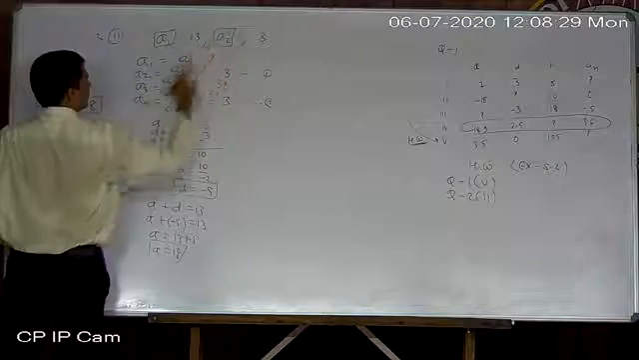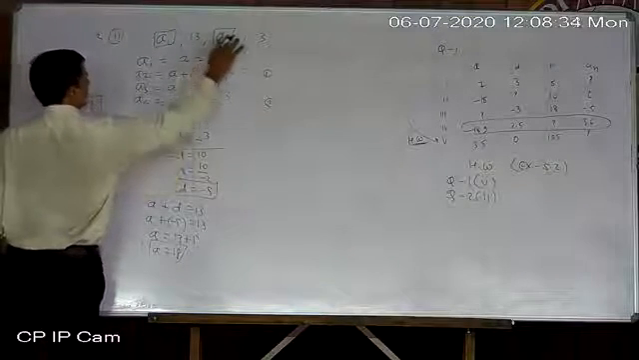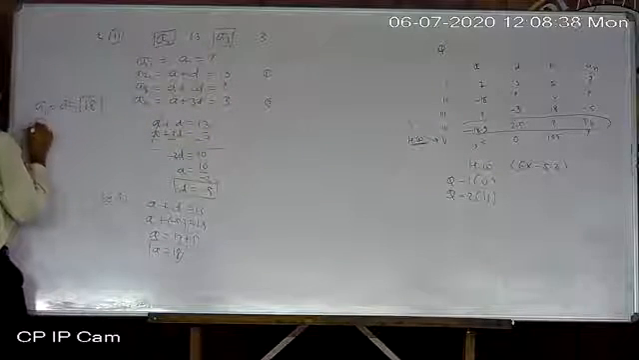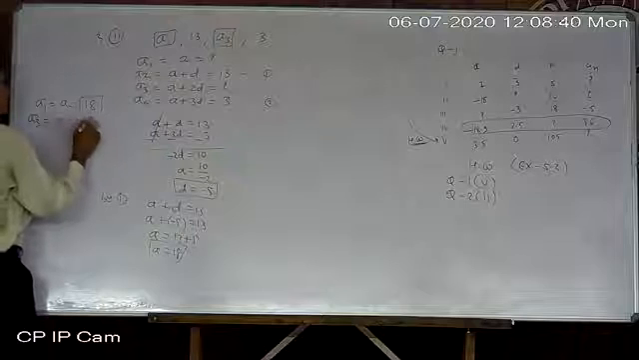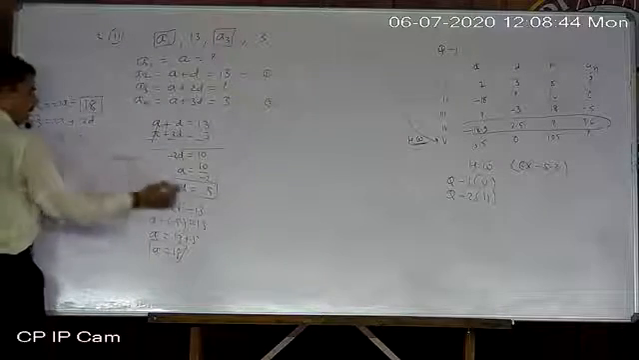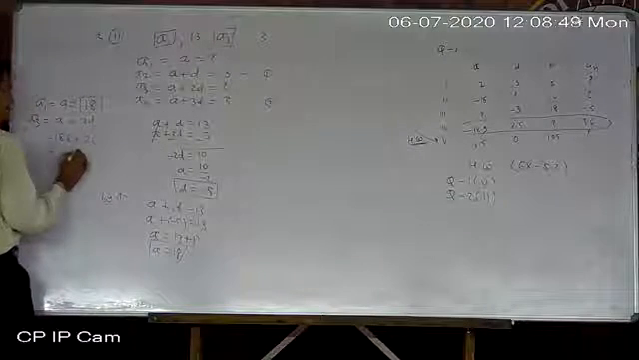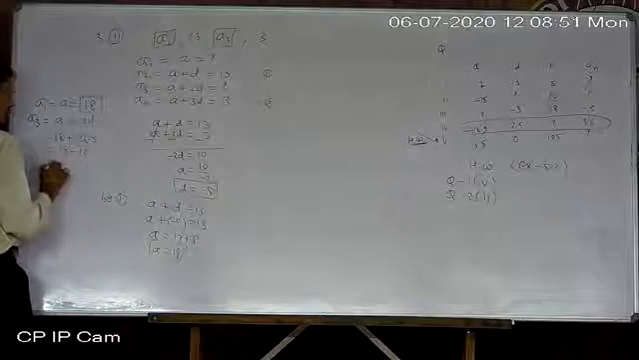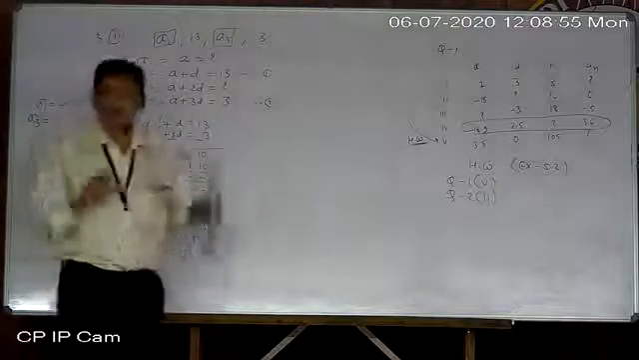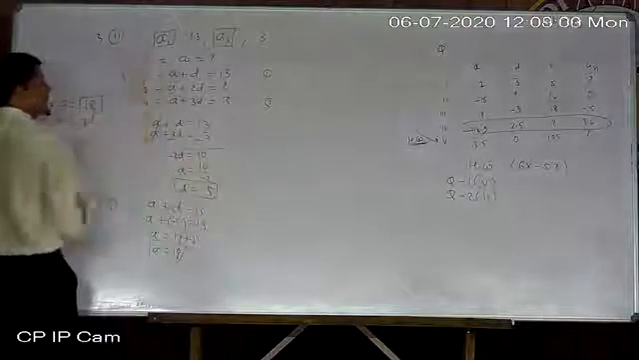Then A2 is not given. Sorry, A3 is not given. This is A3, sorry, A1, A2, A3. A3 is not given, that is A plus 2D. A is already 18, D is minus 5. So 18 plus minus 5 times 2, that is 18 minus 10, equal to 8. So you got both blanks, both boxes. How to find? Just write down all this.